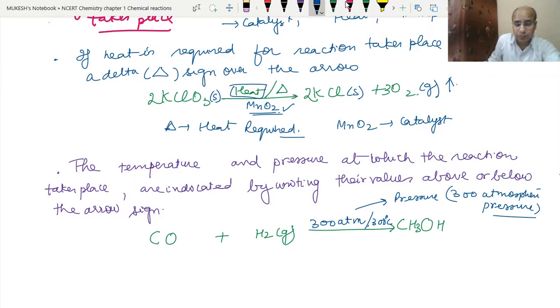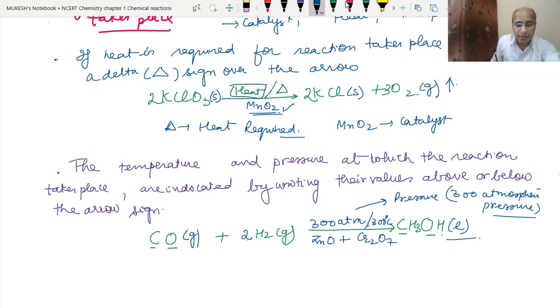And there is one more thing which takes place here. It takes place in the presence of a catalyst, zinc oxide and chromium oxide. So what it means basically, and let's balance it also. Here we have carbon 1, here we have carbon 1, here we have oxygen 1, here we have oxygen 1, but hydrogen we have 4 here and 2 there, so we can put 2 here. So now the hydrogen became 4, so now this equation is balanced, and this is in the form of gas, and this is in the liquid form.